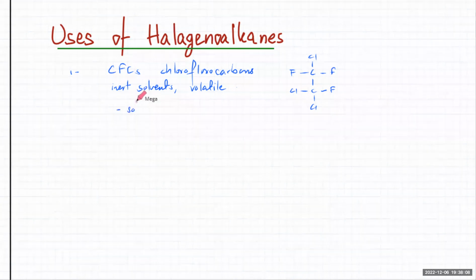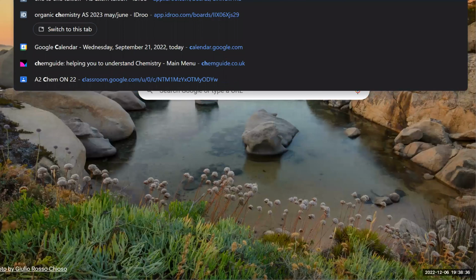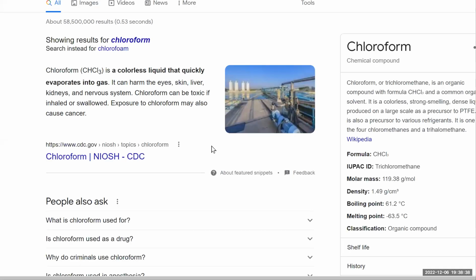मतलब लिख देते हैं क्या क्या, so solvents, they're used as coolants. They're also sometimes referred to as freons. Anesthetics are made from CFCs as well. There's a word chloroform. Just a second. Like chloroform is a color.